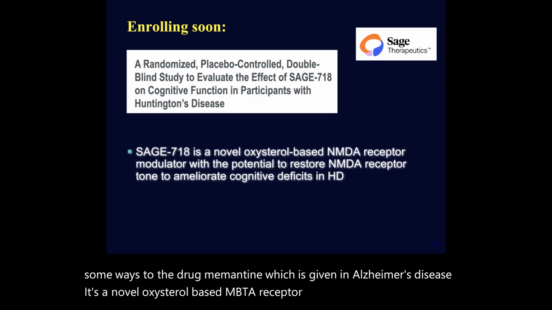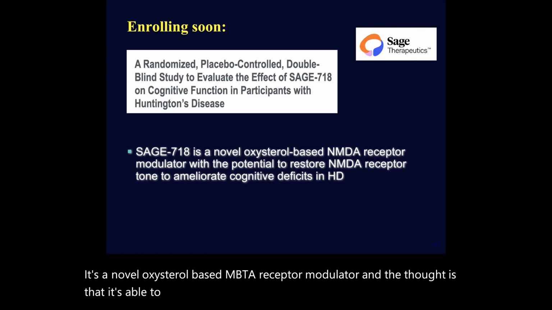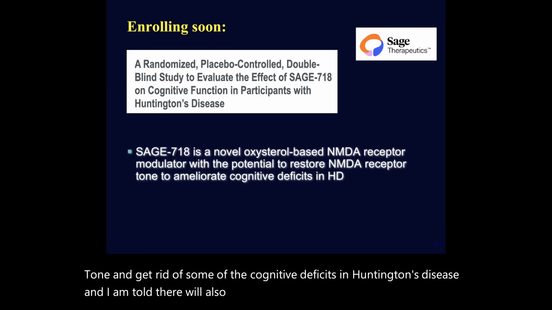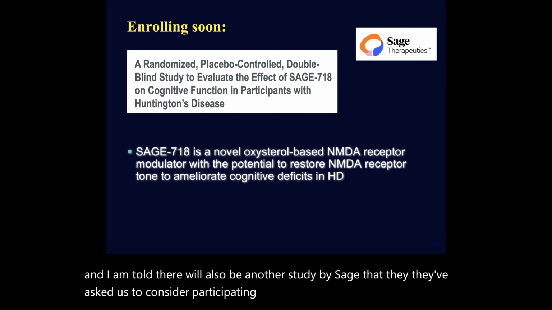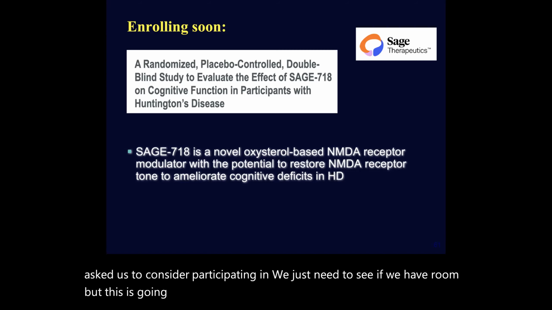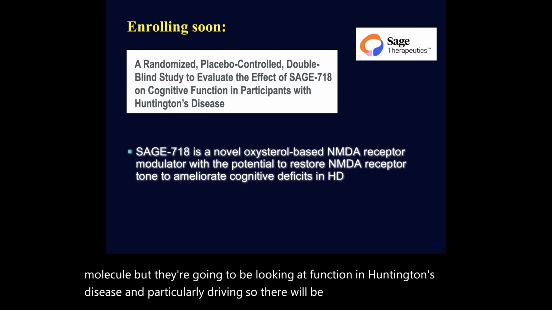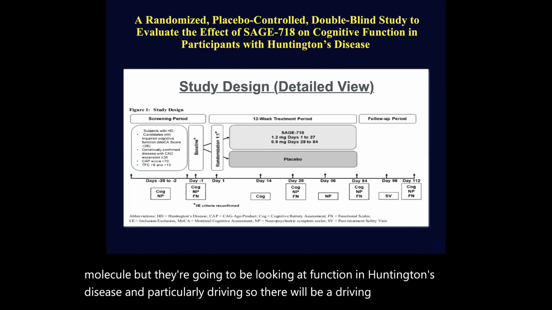And the thought is that it's able to restore NMDA receptor tone and get rid of some of the cognitive deficits in Huntington's disease. And I am told there will also be another study by Sage that they've asked us to consider participating in. We just need to see if we have room. But this is going to be a functional study. So it's going to be the same molecule, but they're going to be looking at function in Huntington's disease, and particularly driving. So there will be a driving simulator as part of this study.